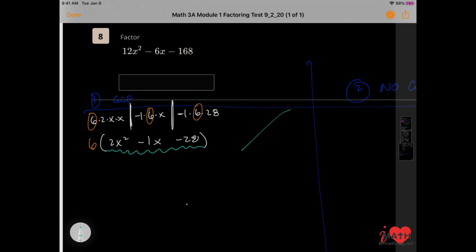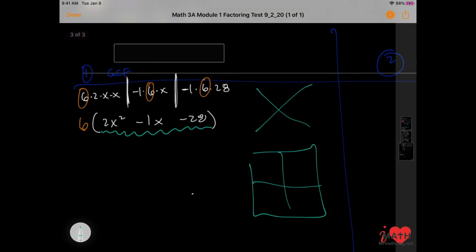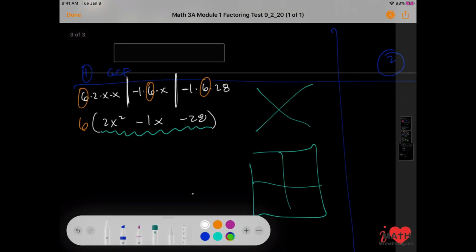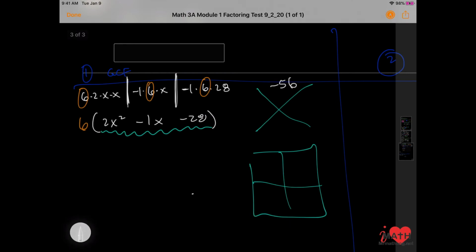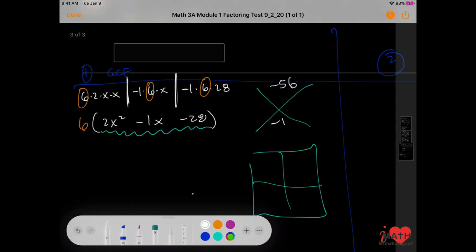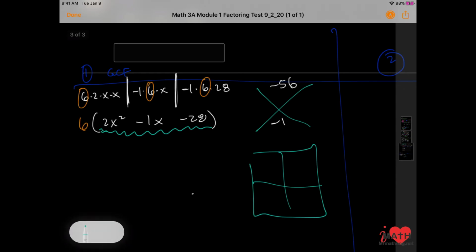So we have to do the x and the box. All right, so I've got a times c is going to give me -56. And I have b value, which is -1. Did you see how I only underline in blue what's inside the parentheses? That's the only thing that you're putting into our x method. The GCF just kind of hangs out on the outside there.